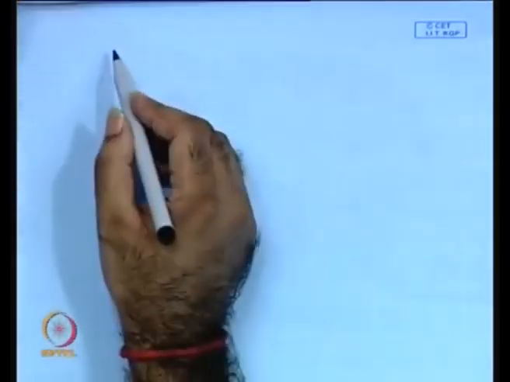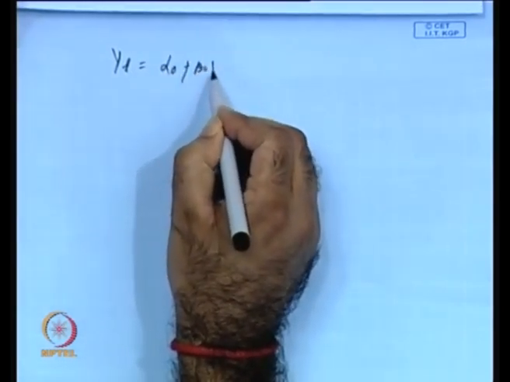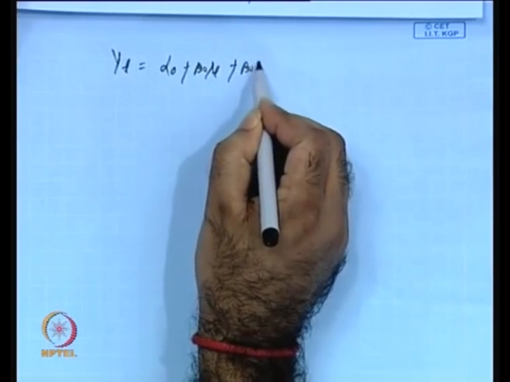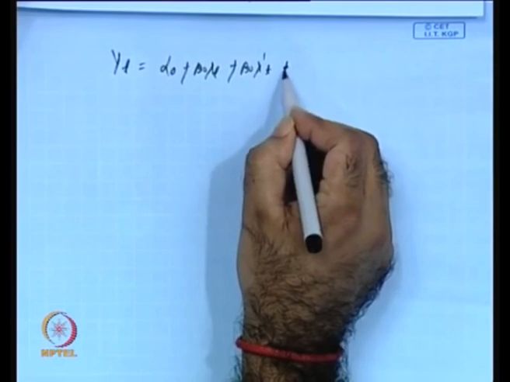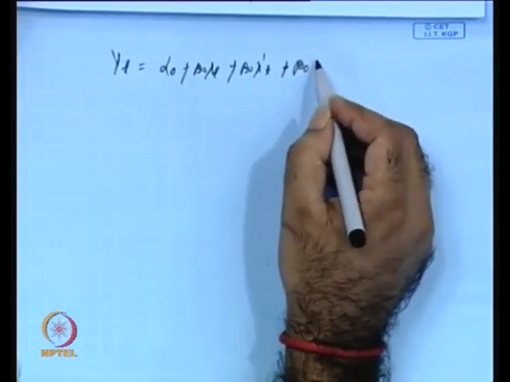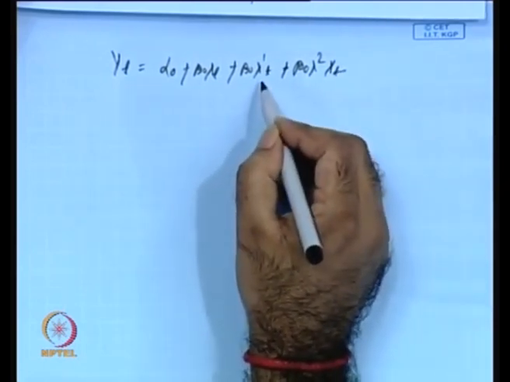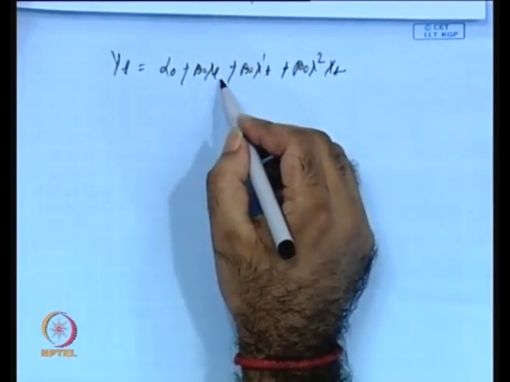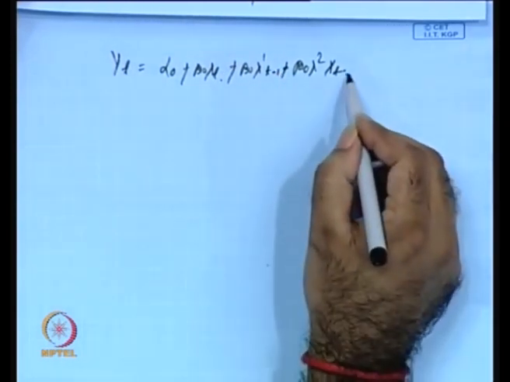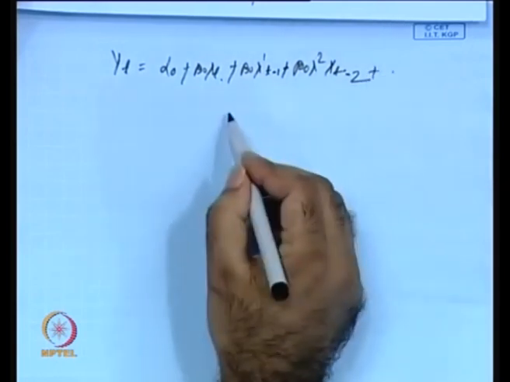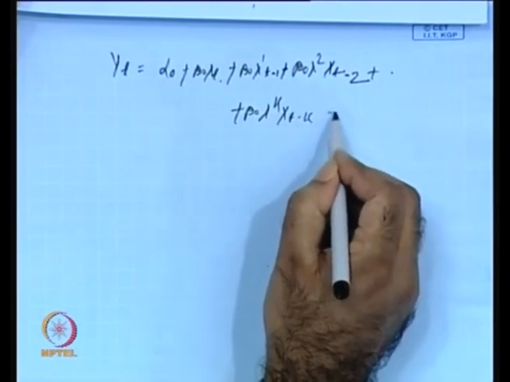Ultimately we have y t equal to alpha 0 plus beta 0 x t plus beta 0 lambda x t minus 1 plus beta 0 lambda squared x t minus 2, and it will continue up to beta 0 lambda to the power k x t minus k plus u t.